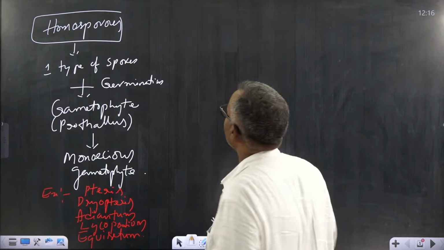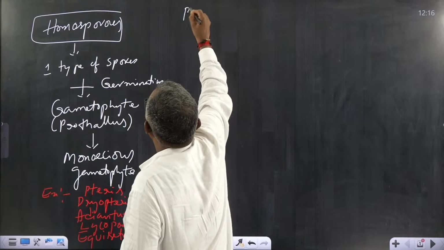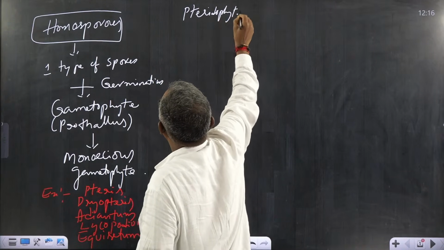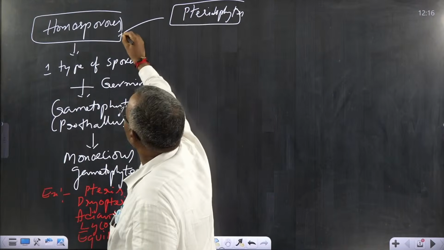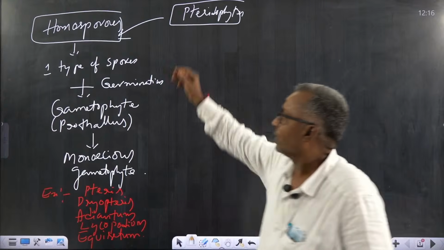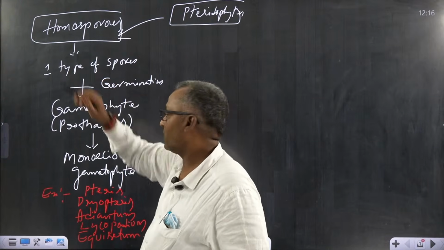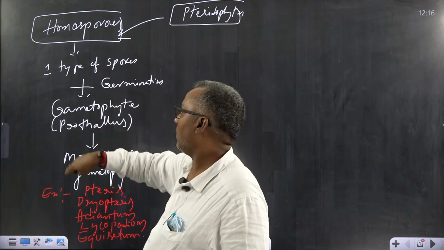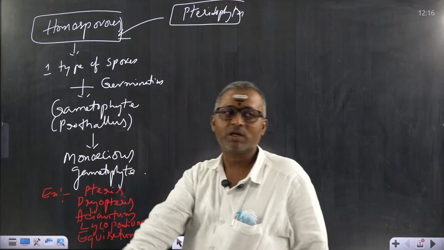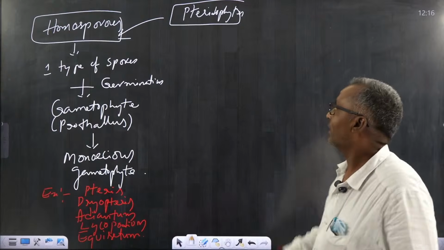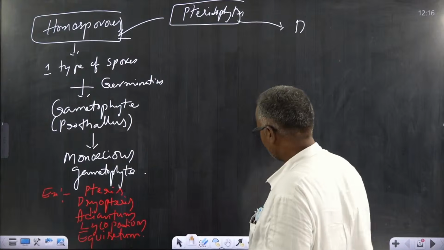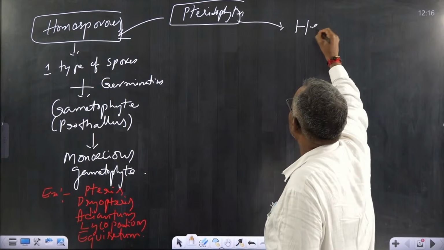Next, similarly, in the case of pteridophytes, we have homosporous pteridophytes where only one kind of spore is produced, and this spore becomes a gametophyte or prothallus, which is a monoecious gametophyte. And the second important thing, there are also heterosporous members here.